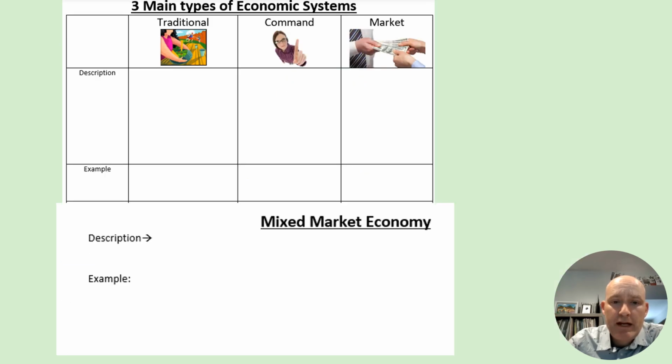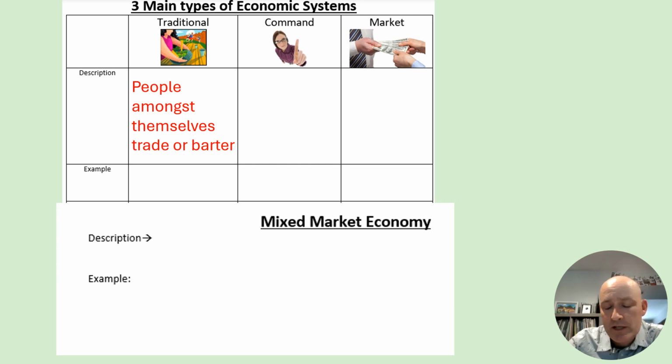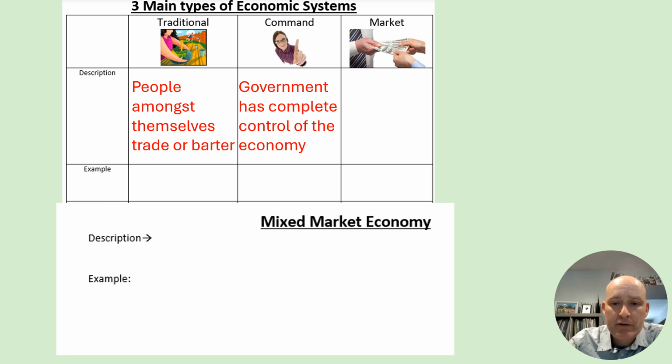So there are 3 main types of economic systems. The traditional is where people are usually amongst themselves, and there's not really a currency. They tend to trade or barter. So if you cut my grass, then I will provide you with some tomatoes. It's a trade or barter system. A command economy is where the government has complete control of the economy. All right, and then the market is when producers and consumers set prices.